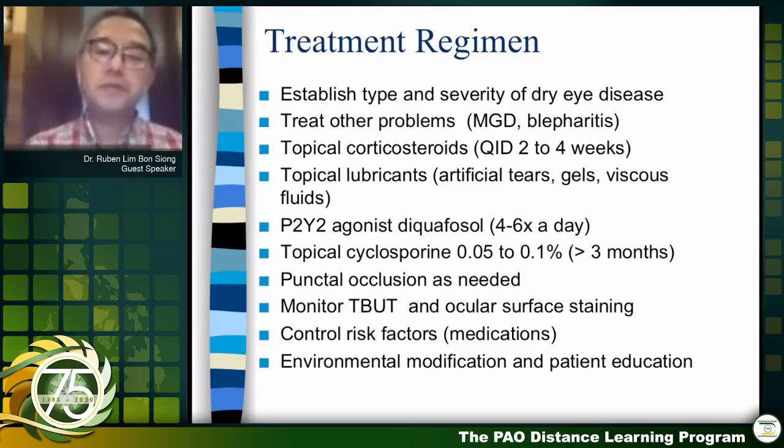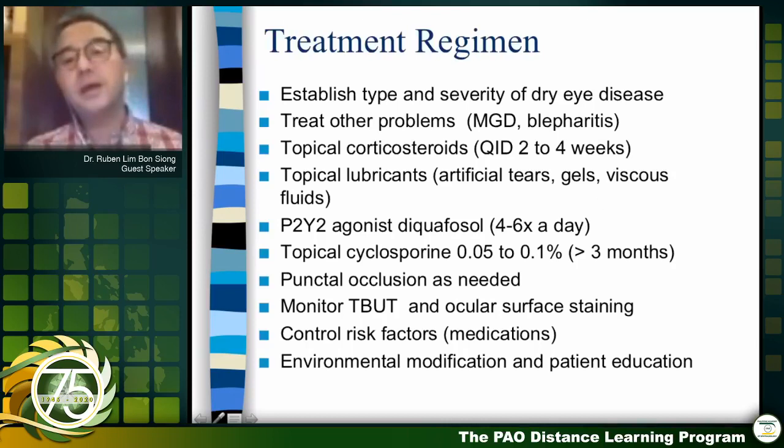Steroids are just given for 2 to 4 weeks. Okay, that's enough. You don't have to give anything longer. Topical lubricants are still a mainstay. You have to choose whether you want to give tears or gels or viscous fluids, preserved or non-preserved. If you're going to give it more than 6 times a day or 8 times a day, then it becomes non-preserved. It's mostly a rule of thumb: severe cases need more, so automatically non-preserved as much as possible.